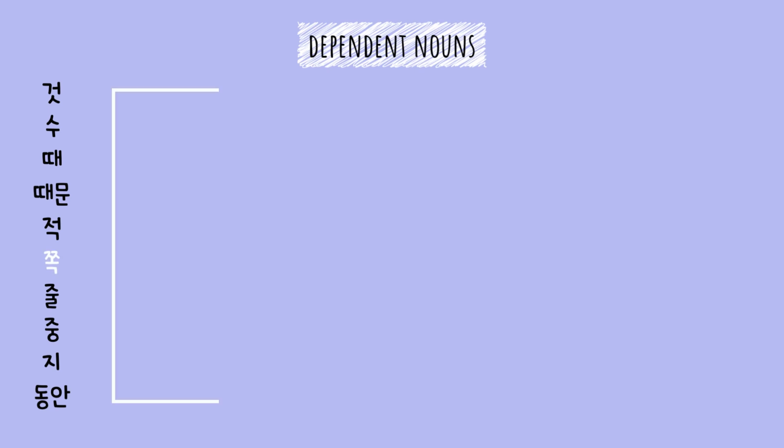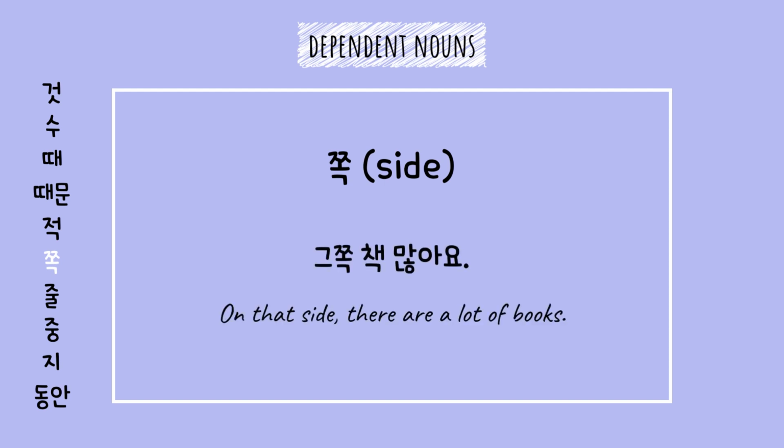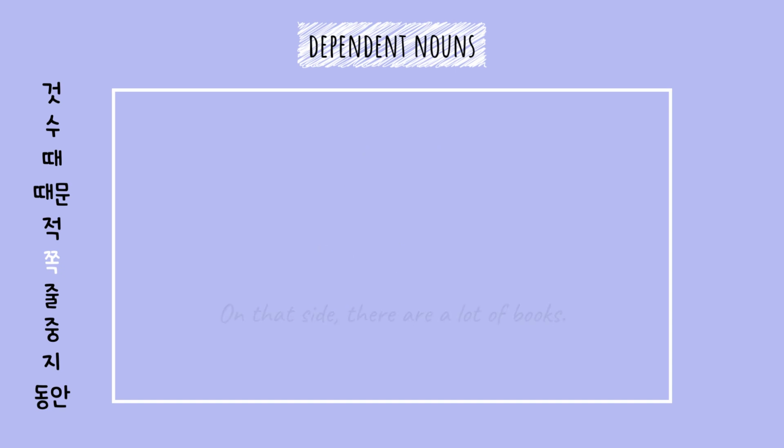Next we have jok, which means side or direction. It sounds very similar to the previous one, jok for experience, but please note that it is spelled very differently. It is usually used to say here, there, or phrases with north, south, and so on. Here we have ku jok ček manajo. On that side, so over there are a lot of books.